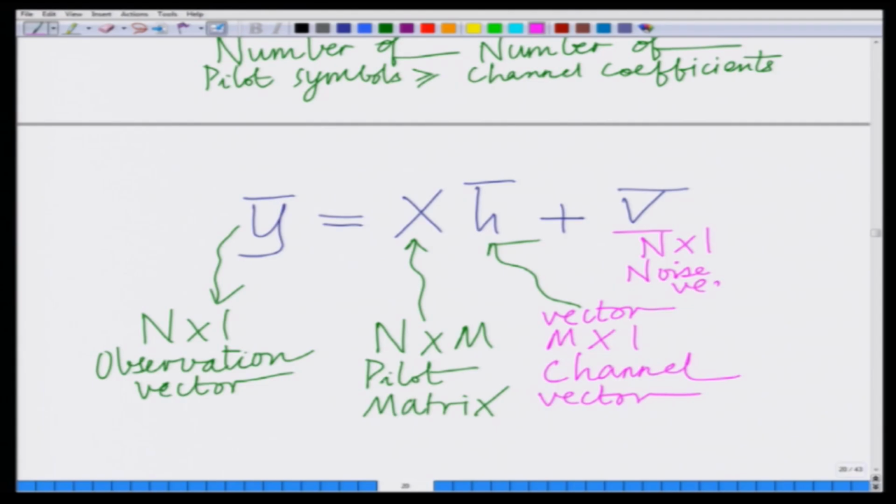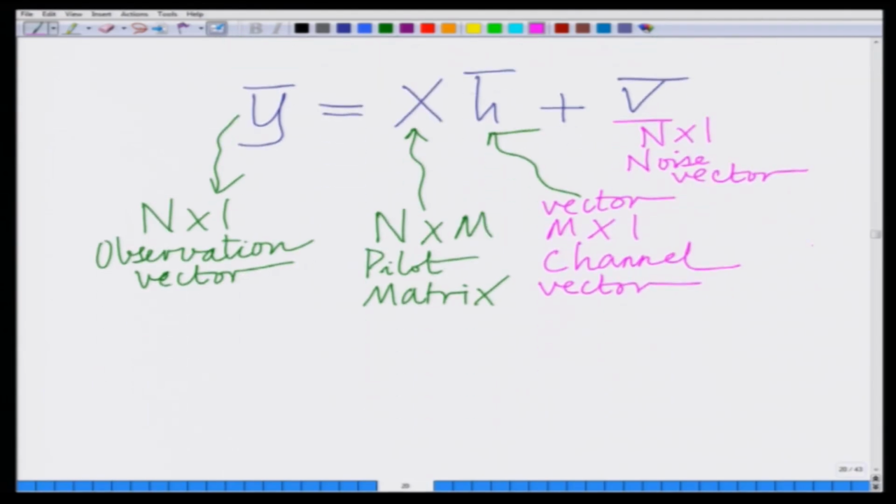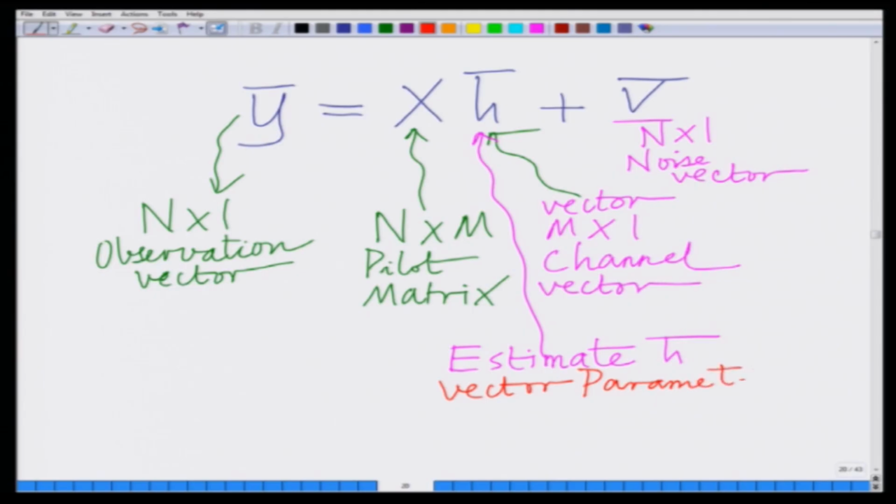This is the matrix, or vector, input-output system model, and we need to estimate h bar, which is the channel vector. This h bar is the vector parameter which we are interested in estimating.